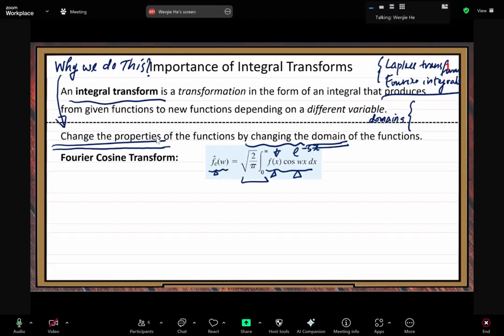But what is the meaning of your x? In real world situations, your x could have different meanings, right? Sometimes your x could be time t, sometimes your x could be position, coordinates, sometimes your x could be temperature. So the meaning of your x could be quite different.